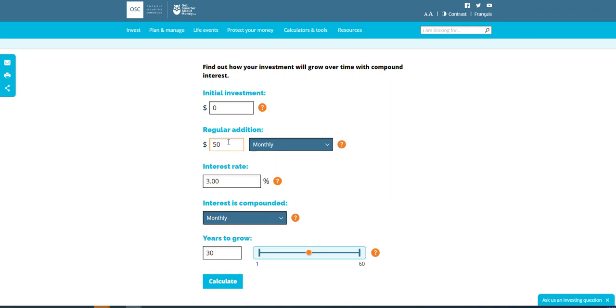They have decided that once a month they're going to put in $50, and they're going to add this in monthly. And they have an interest rate of 6%. So we change this to 6%. And it's compounded monthly. And because they're 20 years old now, they have 45 years to go before turning 65. Then we'll hit calculate.